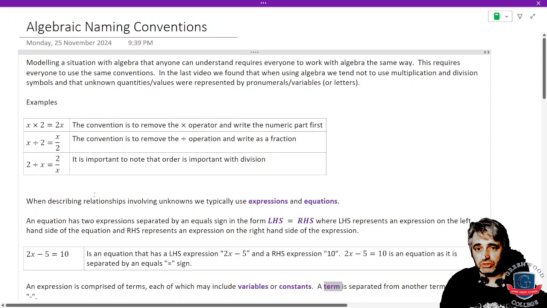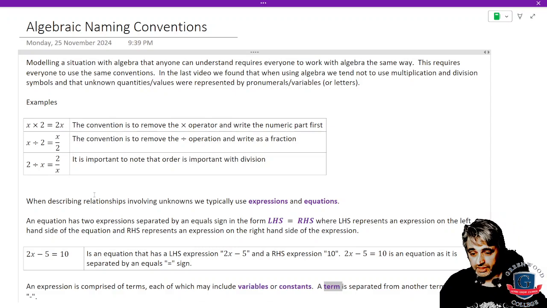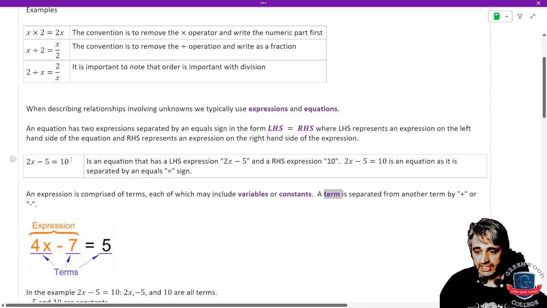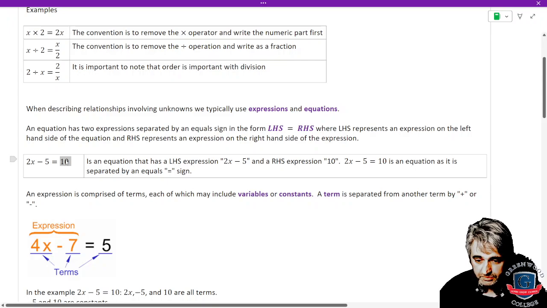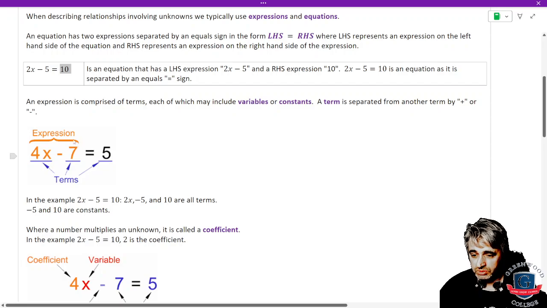Now, when we describe relationships between unknowns, we use expressions and equations. An equation is in this form here. It has a left-hand side, LHS, and a right-hand side, RHS. Each of these is called an expression. When we have an expression equals another expression, on either side of an equal sign, we call that an equation. Within an equation, we'll typically have some expressions. There's one there and one here.